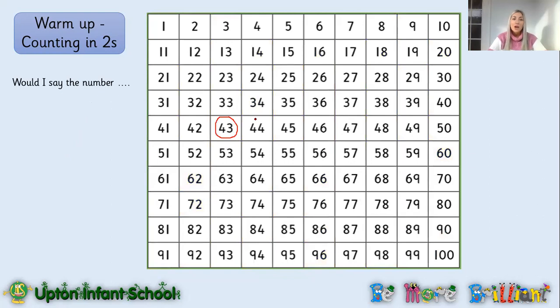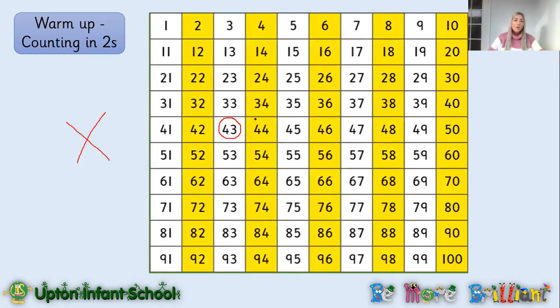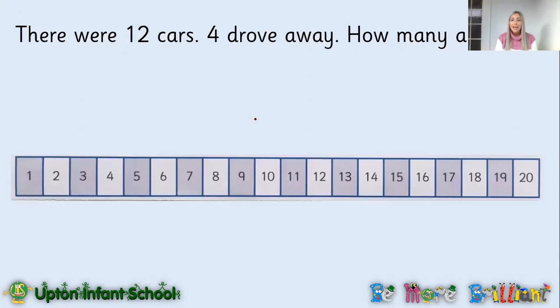Okay, next one. Would I say the number 43? Now I'm just looking at those ones. 43. Okay, so 3, is that an even number or an odd number? Would I say 43 if I was counting in my 2 times table? And let's see. No, we wouldn't say that because it's an odd number. 43 is one of the numbers that we skip each time. Brilliant, everybody. Okay, let's go on to our main activity.